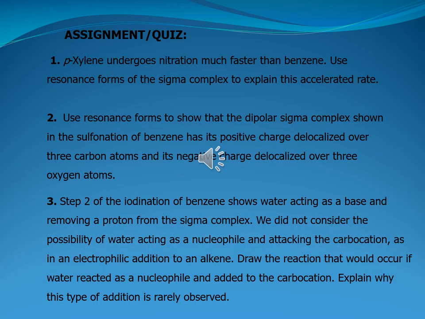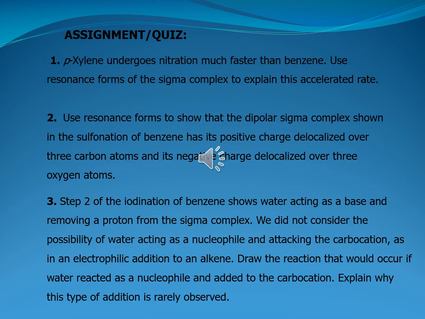Dear student, this is your assignment and quiz. The first assignment is that para-xylene undergoes nitration much faster than benzene. Use resonance forms of the sigma complex to explain this accelerated rate. The second assignment, use resonance forms to show that the dipolar sigma complex shown in the sulfonation of benzene has its positive charge delocalized over 3 carbon atoms and its negative charge delocalized over the 3 oxygen atoms.